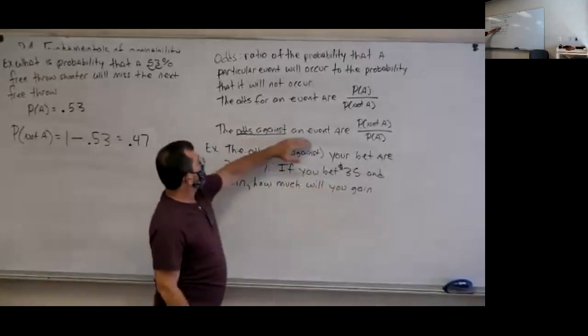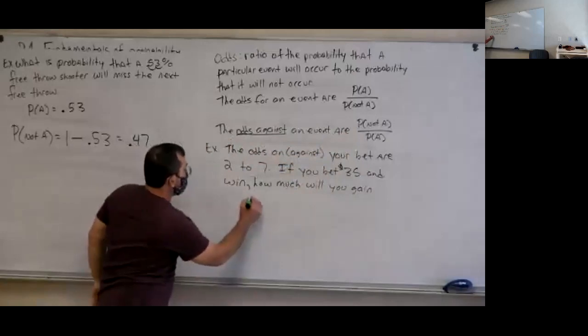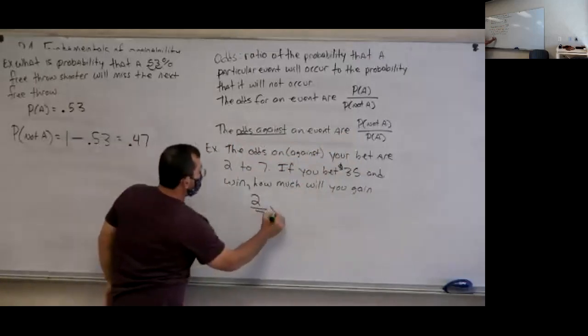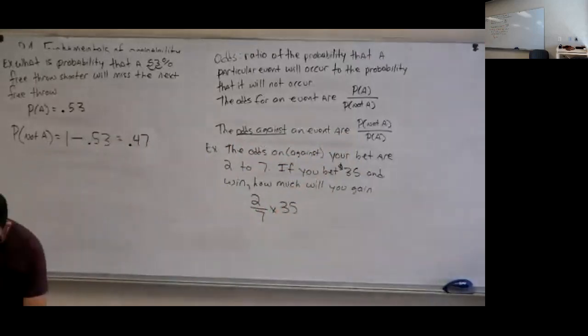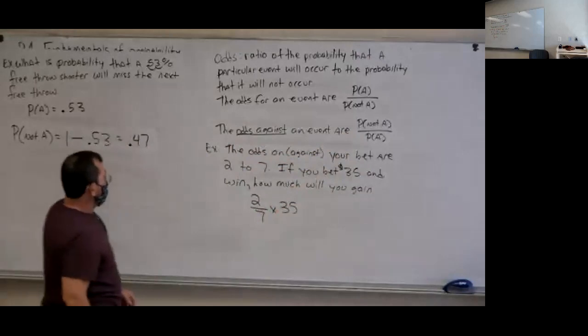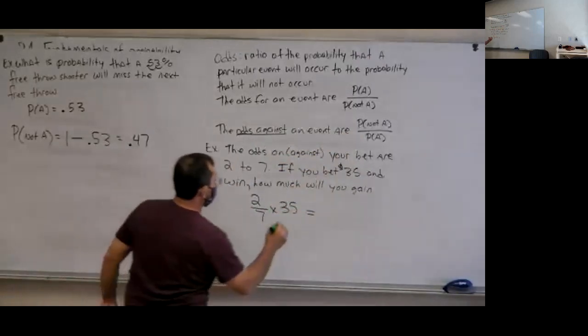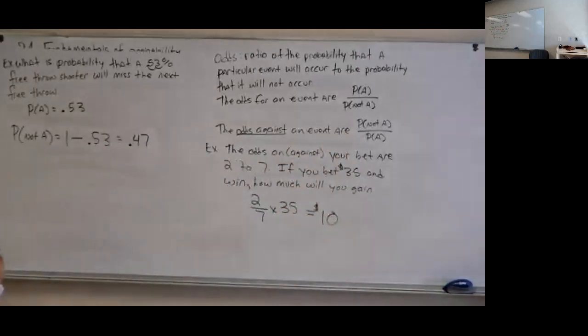So when they give you the odds against, they're giving you this P of not A over P of A, which is 2 to 7. You would write it as a fraction, and you would multiply that by how much money you bet. That's $10. So I would win $10. Now remember, that would be added on top of my 35 that I actually bet, right? So I'll be walking out of there with $45 instead of my 35, right?